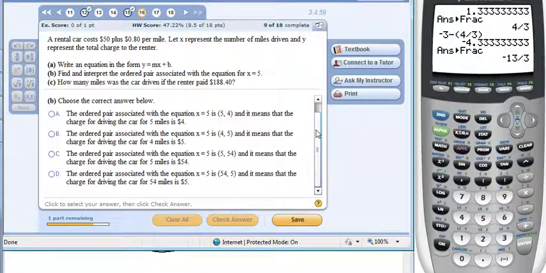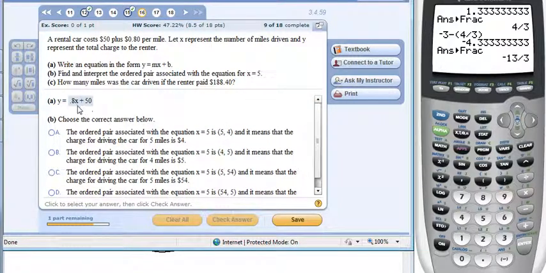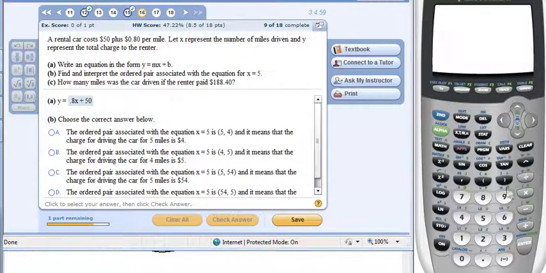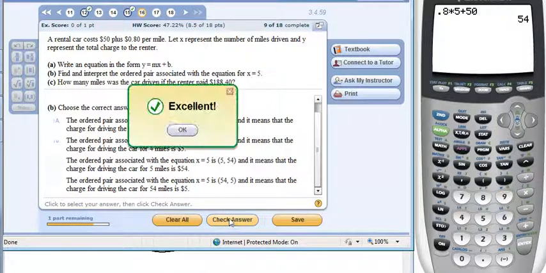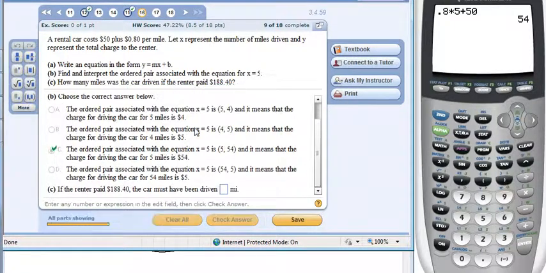So let's put in 5 right there and see what our associated cost is. Let's just use a calculator for that. So we've got 0.8, 80 cents. We're going to drive it 5 miles. And then we've got our flat fee of $50 that we have to pay yet. So we're going to be charged $54 to drive 5 miles. The ordered pair associated with the equation is (5, 54), and it means that the charge for driving the car for 5 miles is $54. Does that one look right? That one to me seems like it's the obvious choice.